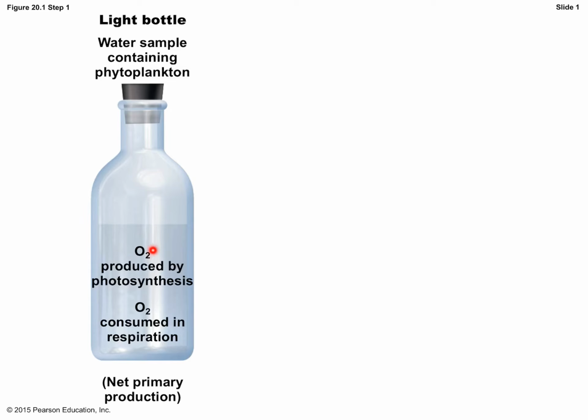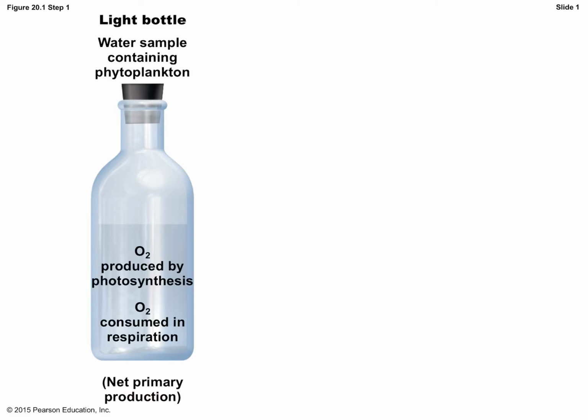And we have O2 accumulating through photosynthesis, but also O2 being taken out of the water through respiration. So the net difference between these two amounts of O2, or how much O2 is increasing or decreasing, is a measure of net primary production.